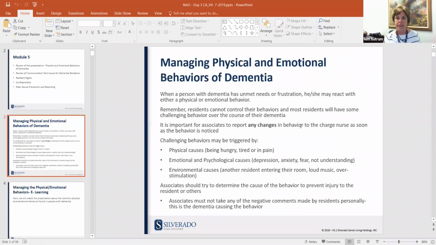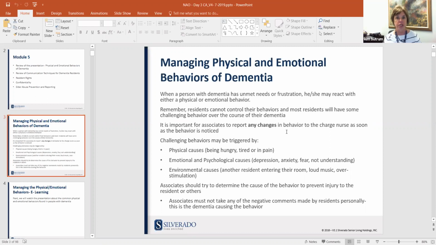So you just completed Managing Physical and Emotional Behaviors of Dementia. When a person with dementia has an unmet need or is frustrated, he or she may react with a physical or an emotional behavior. Please remember that residents cannot control their behaviors, and most residents will have some challenging behaviors over the course of their dementia. It actually is almost 90% of residents with dementia that will have some kind of challenging behavior.